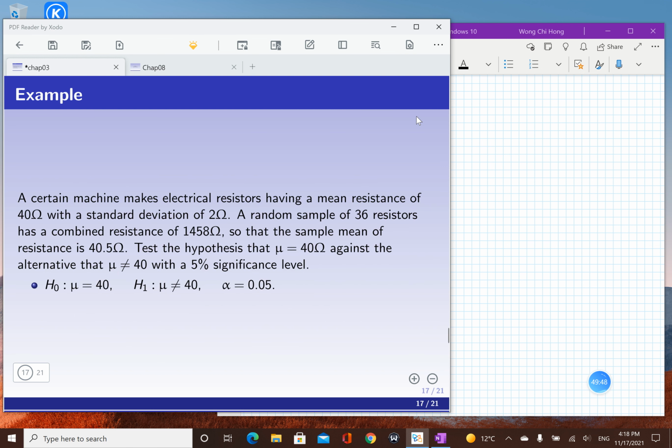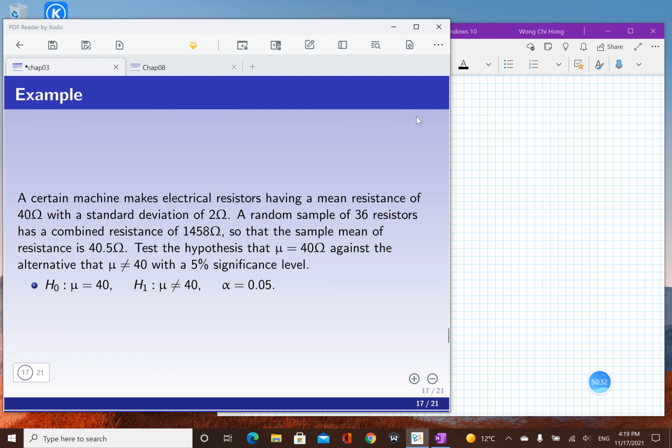So let's just consider an example here. Suppose that we've got a certain machine that makes electrical resistors. I don't know if any of you are familiar with these electronics, or when you did your physics class in school, you have all these symbols for the battery, for the bulb, and then in this case we have electrical resistors. Suppose you're making electrical resistors having a resistance of 40 ohms and a standard deviation of 2 ohms. Suppose that this is the claim from the manufacturer.